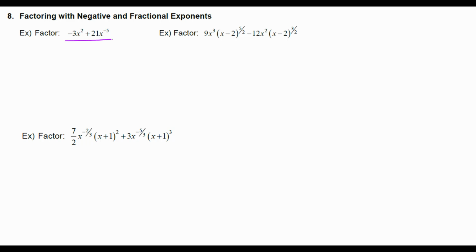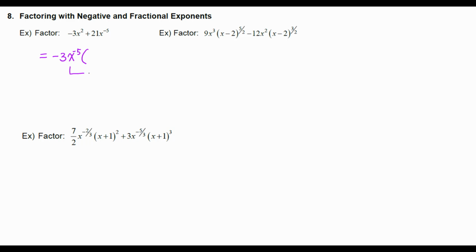If your polynomial starts with a negative term, then you need to take out the negative GCF. So for negative 3 and 21, the common factor is negative 3. And with x squared and x to the negative 5th power, which is the lower power of the two? Yes, it would be x to the negative 5th power. That is the lower power of the two, so that's what you need to factor out.